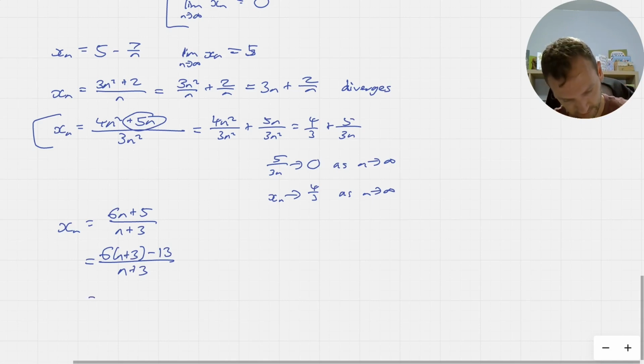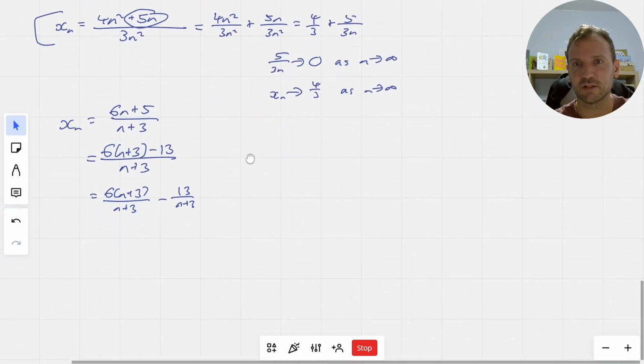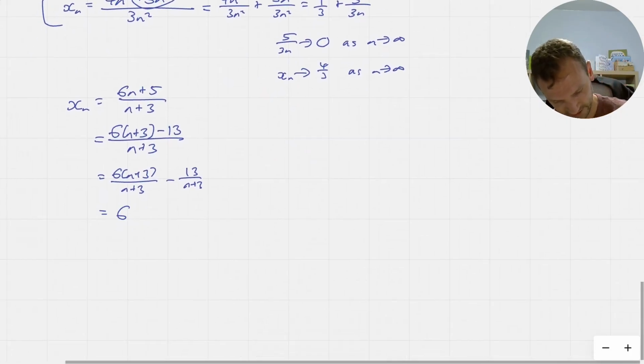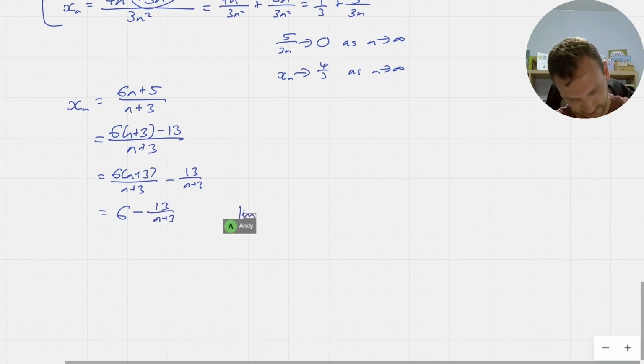Now we can split our fraction, and now we can write it as 6 times n plus 3 over n plus 3. Well, we can see that that's going to go nicely, and then subtract 13 over n plus 3, and now we can go through and simplify what we've got there. So we're just going to get 6, subtract 13 over n plus 3, and now we can happily state that the limit as n tends to infinity of xn is just going to be equal to 6.